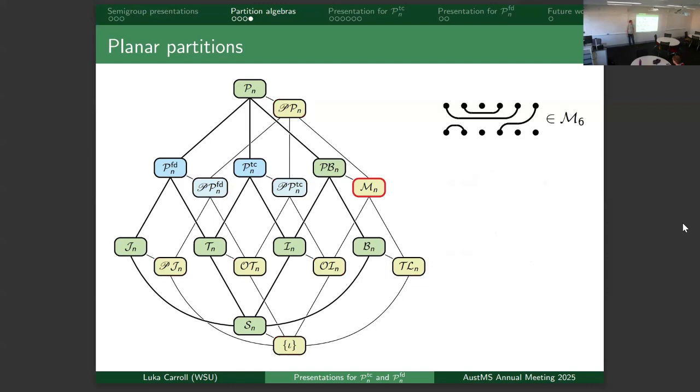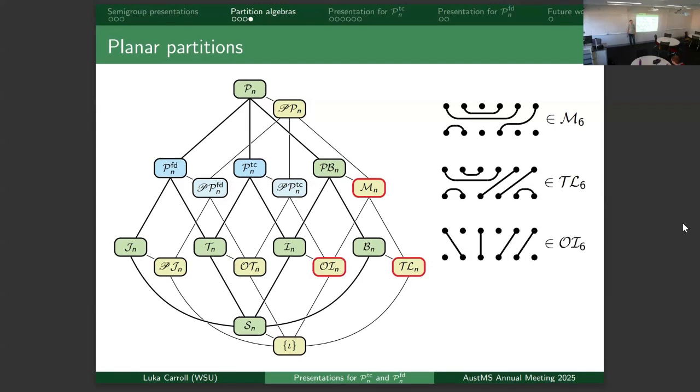Some notable examples of these. A lot of these have been significant objects of interest in their own right. These include the Motzkin monoid, the Temperley-Lieb monoid, as well as the order-preserving partial bijections and the order-preserving transformations.